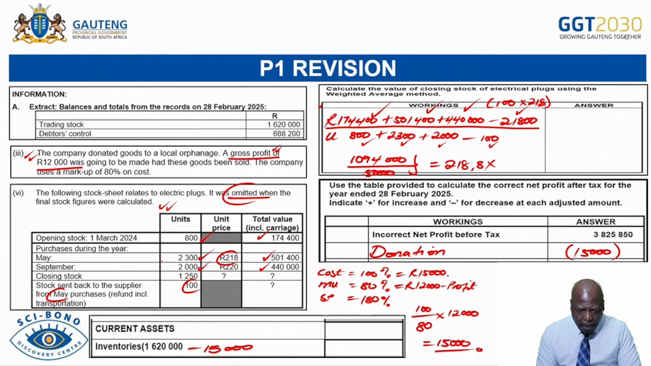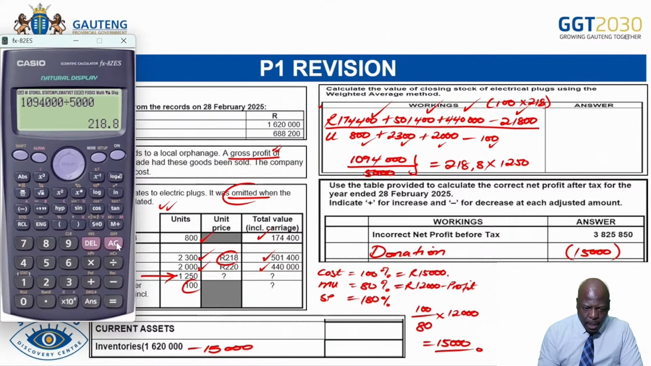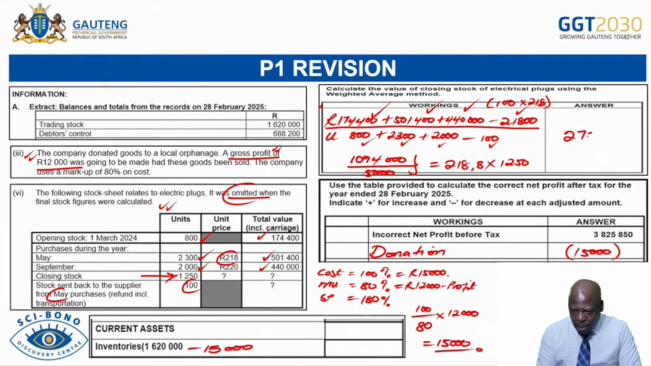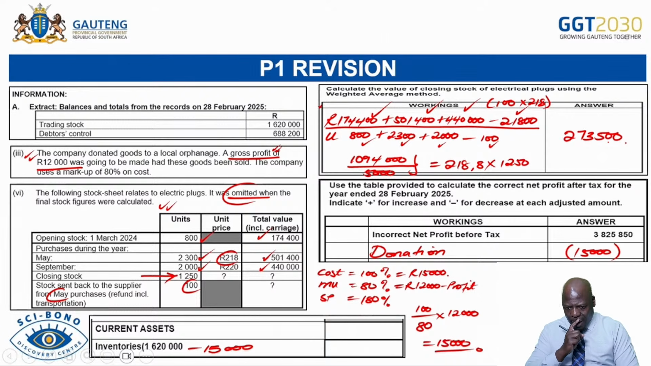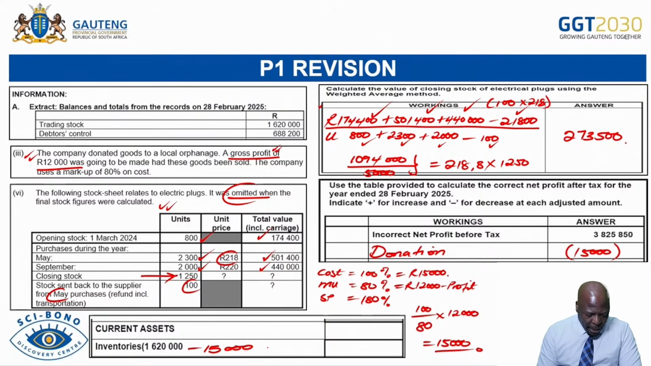218.8. Then I multiply that by the units at the end, closing stock, which is my 1,250. So I multiply that times 1,250. And that's going to give me 273,500. 273,500. That becomes my stock that was omitted. Now, I'm going to come here and I will now say on my inventory plus 273,500.